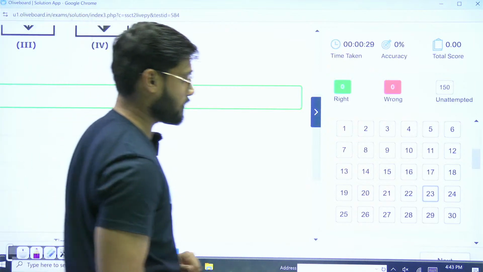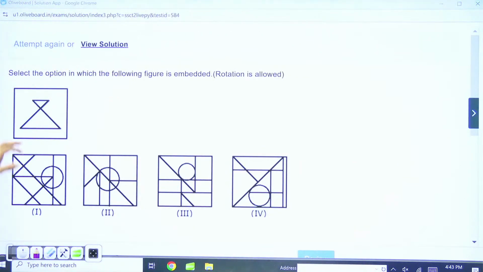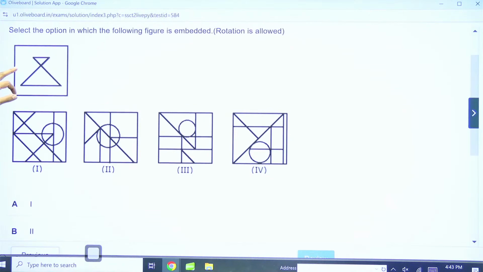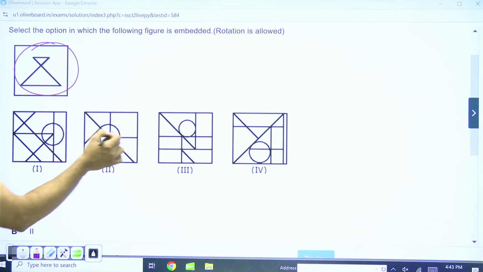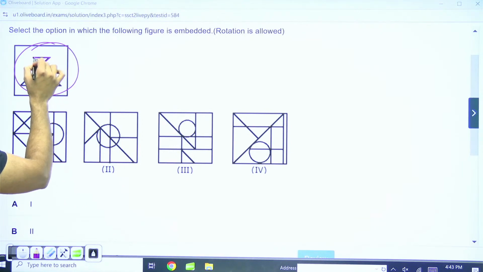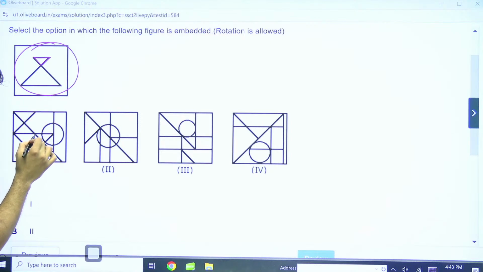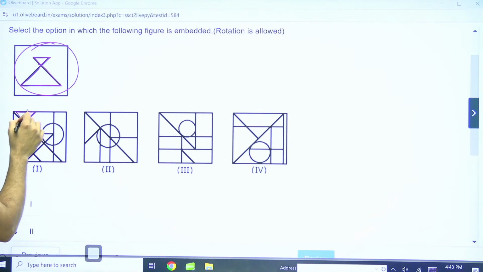Next, question 24 is on our screen. Second question from the embedded figures chapter. We need to find in which of the following figures this image is embedded. First of all, we need to see this part. I can see this part over here, but we need this part as well, and I cannot see it here. So this is the wrong one.